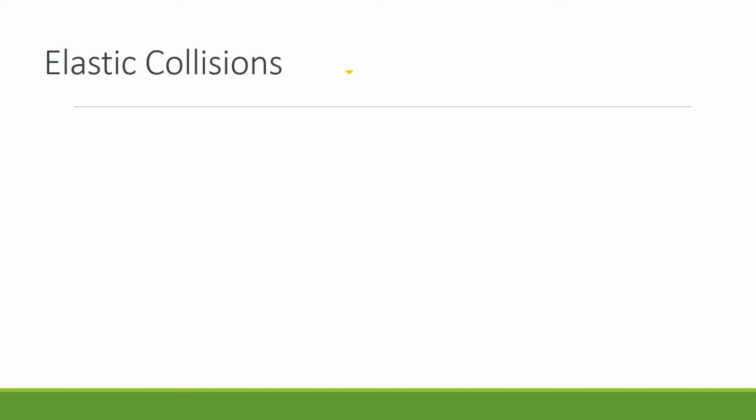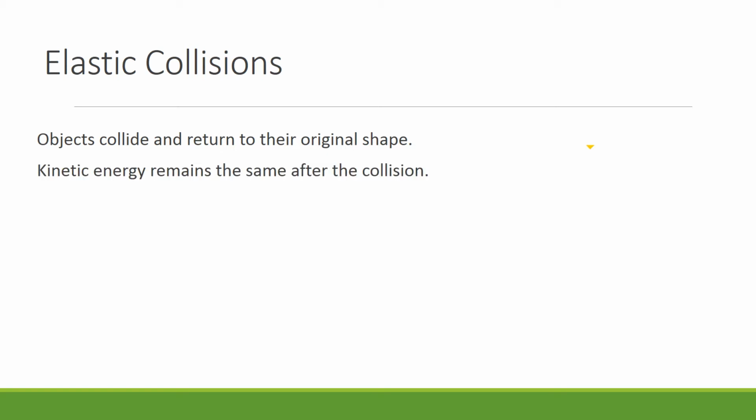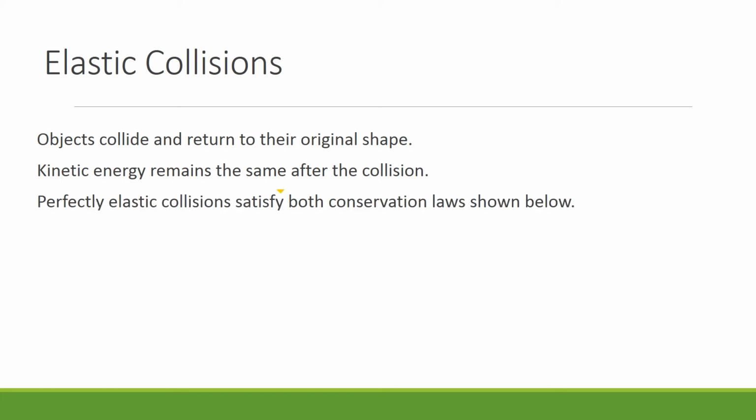Now, what about elastic collisions? How can we describe a collision as an elastic collision? If the objects collide and return to their original shape, this means they had an elastic collision. Also, if the kinetic energy remains the same after the collision, it is again an elastic collision. Now, perfectly elastic collisions satisfy both conservation laws shown below.